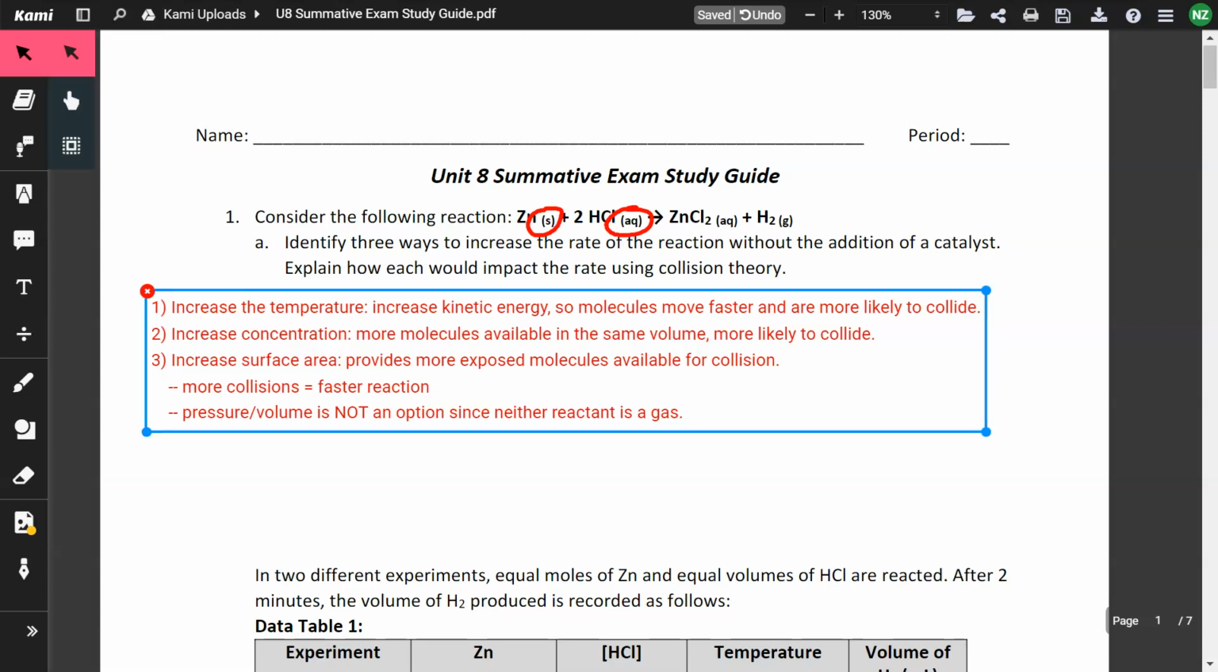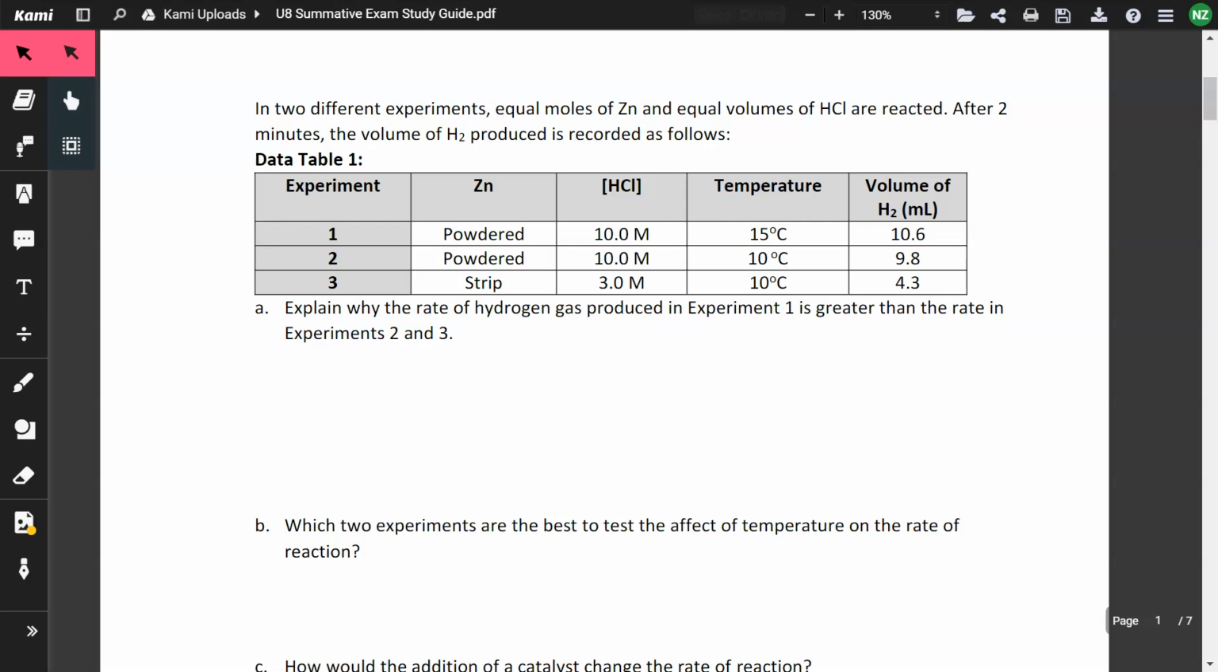All right, moving along. Number 2. It says, in 2 different experiments, equal moles of zinc and equal volumes of hydrochloric acid are reacted. After 2 minutes, the volume of H2 produced is recorded as follows. It says, explain why the rate of hydrogen gas produced in experiment 1 is greater than the rate in experiments 2 and 3.